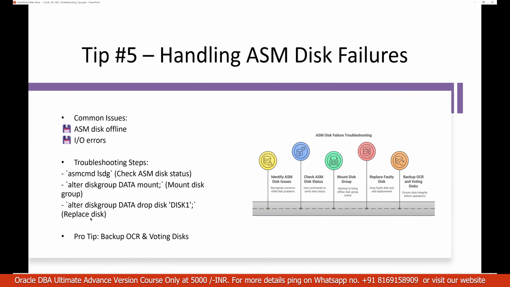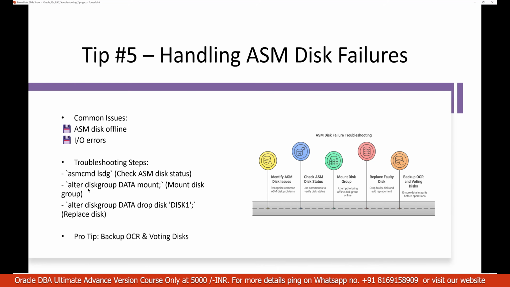So what happens is it will automatically take the new disk into consideration, and whatever data was there in the previous disk, or the faulty disk, will be rebalanced to the new disk, and the faulty disk will be dropped from the existing disk group. So the pro tip: whenever you're dealing with ASM disk related situations, you should always take the backup of OCR and voting disk before doing any major changes.